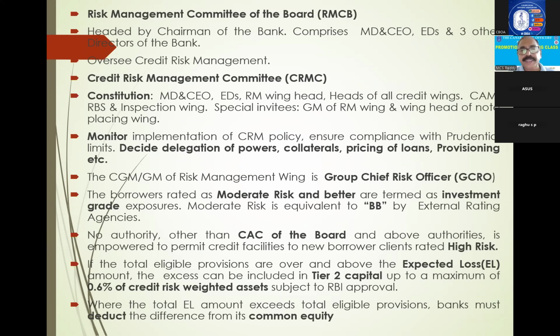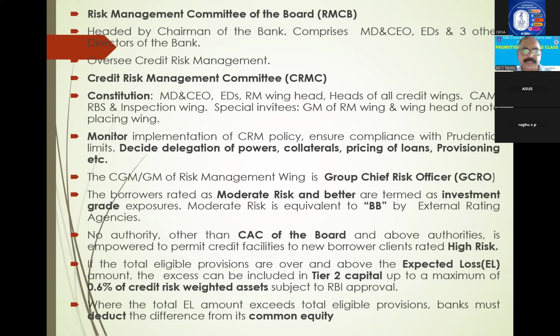They monitor implementation of CRM policy, ensure compliance with prudential limits, decide delegation of powers, collateral, pricing of loans, provisioning, etc. These are all decided by your credit risk management committee, and subsequently it will go for approval to the risk management committee of the board. This is the apex body, the risk management committee of the board, but the credit risk management committee is the deciding committee for pricing of the loans and what collaterals are required, provisioning, delegation of powers, who has to sanction these loans. Likewise AMC, KYC, AML also the same thing. CRMC, they will decide, right?